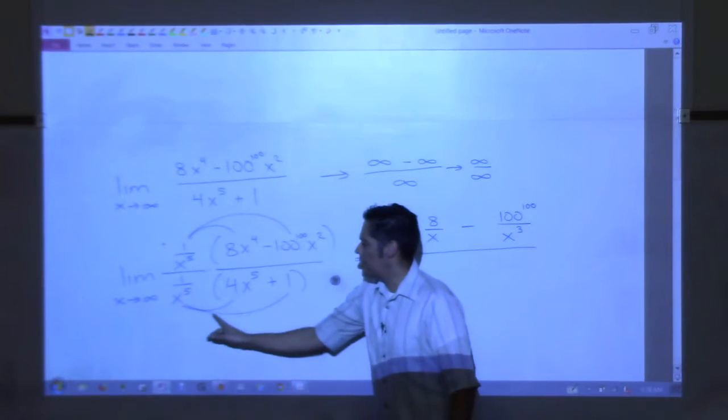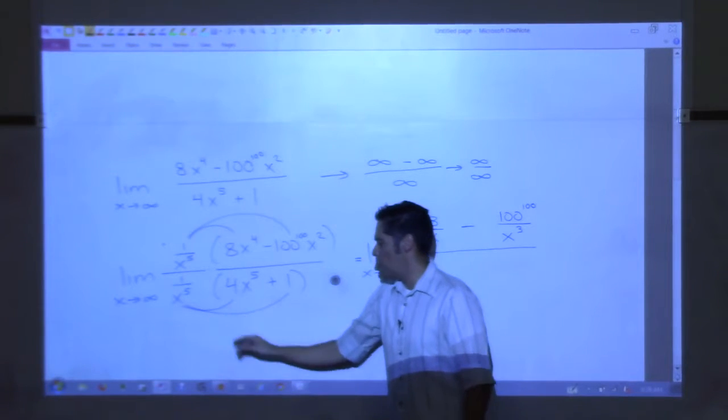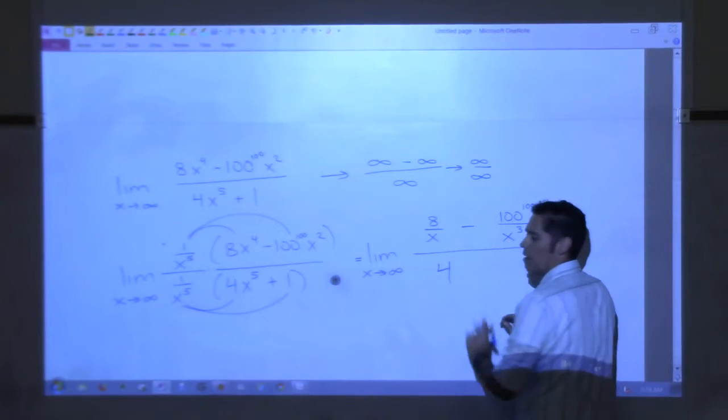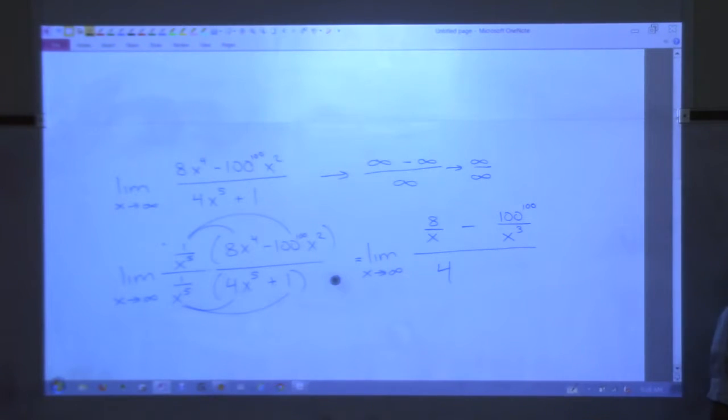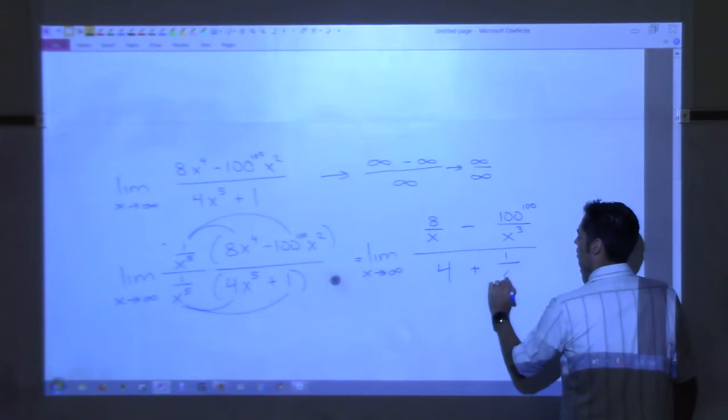Then what about here to here? 4. And that's what we wanted, right? We wanted one of these to be a number on the bottom. So we got a 4 there. And then the last one is just what? Plus 1 over x to the 5th.